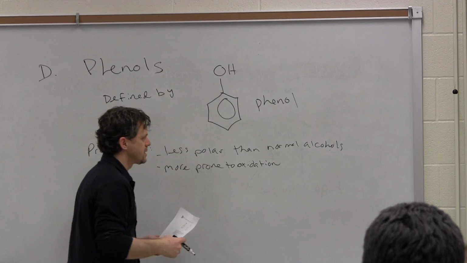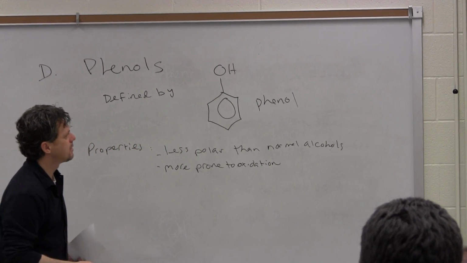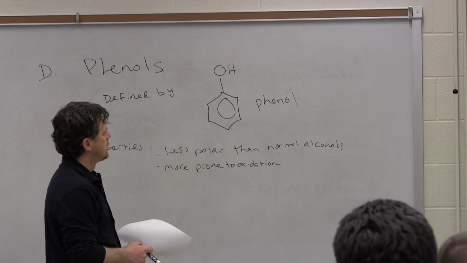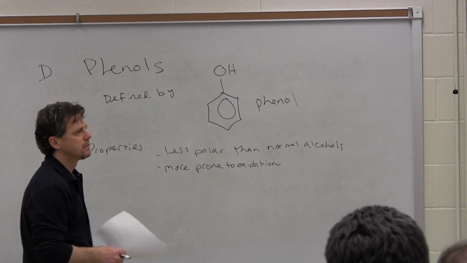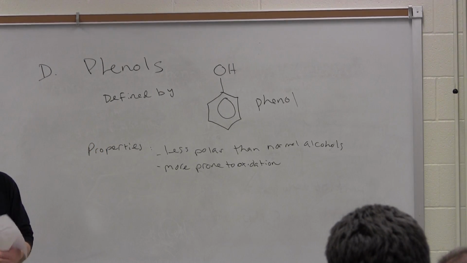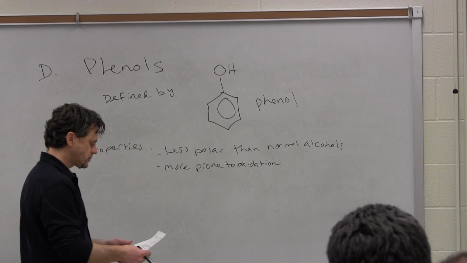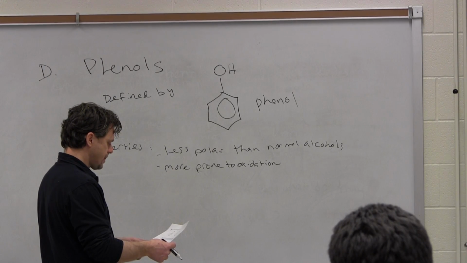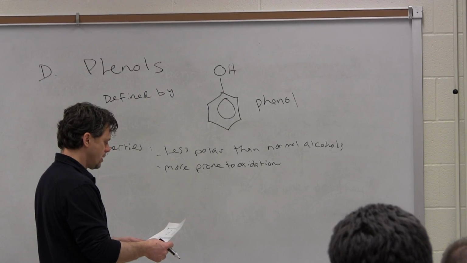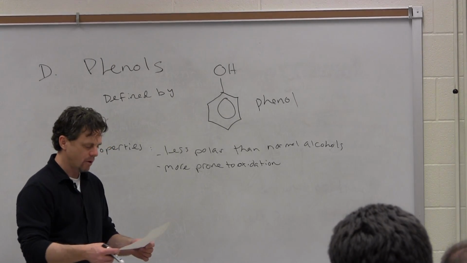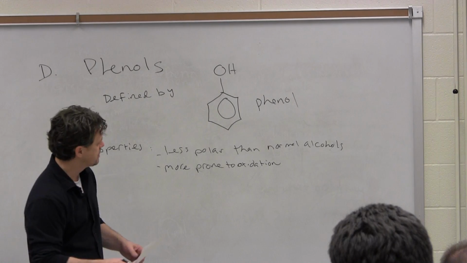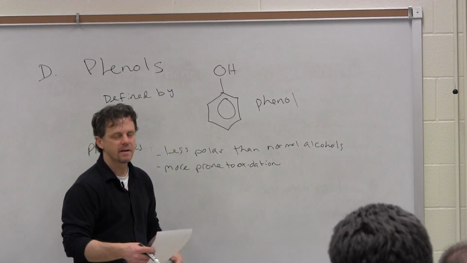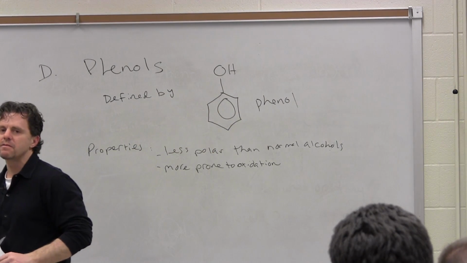When they oxidize, they tend to get discolored, so you'll notice that things high in phenols become darker in color over time. Phenols will react with iron 3 to form intense red complexes, obviously, because things that have these aromatic rings can do those kinds of things.